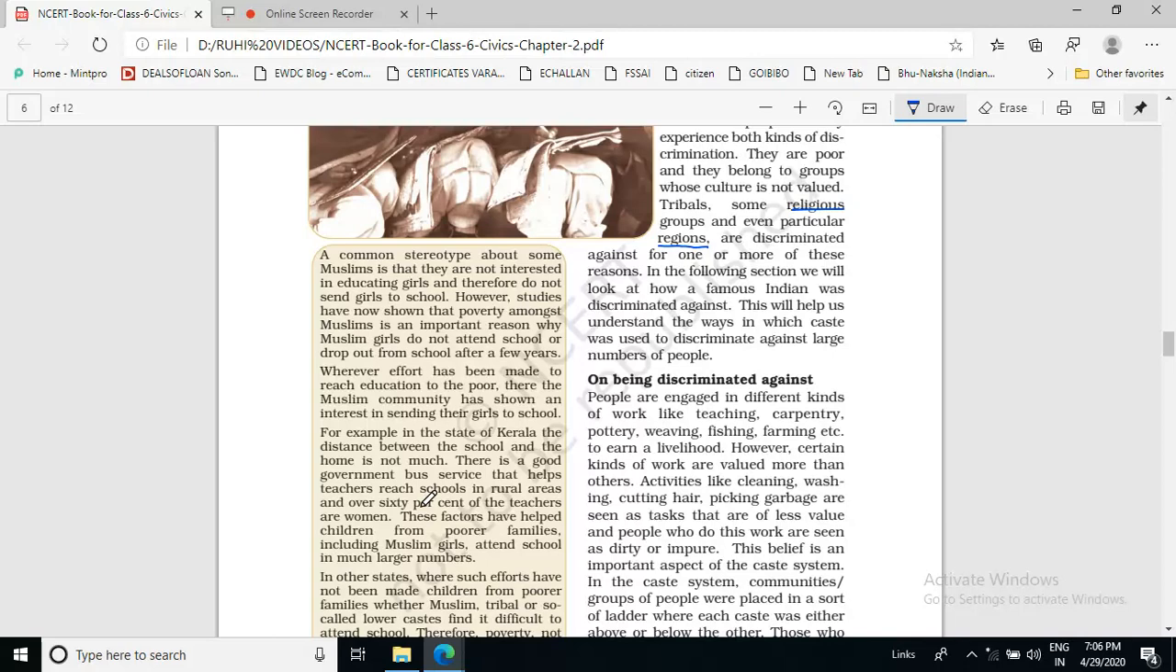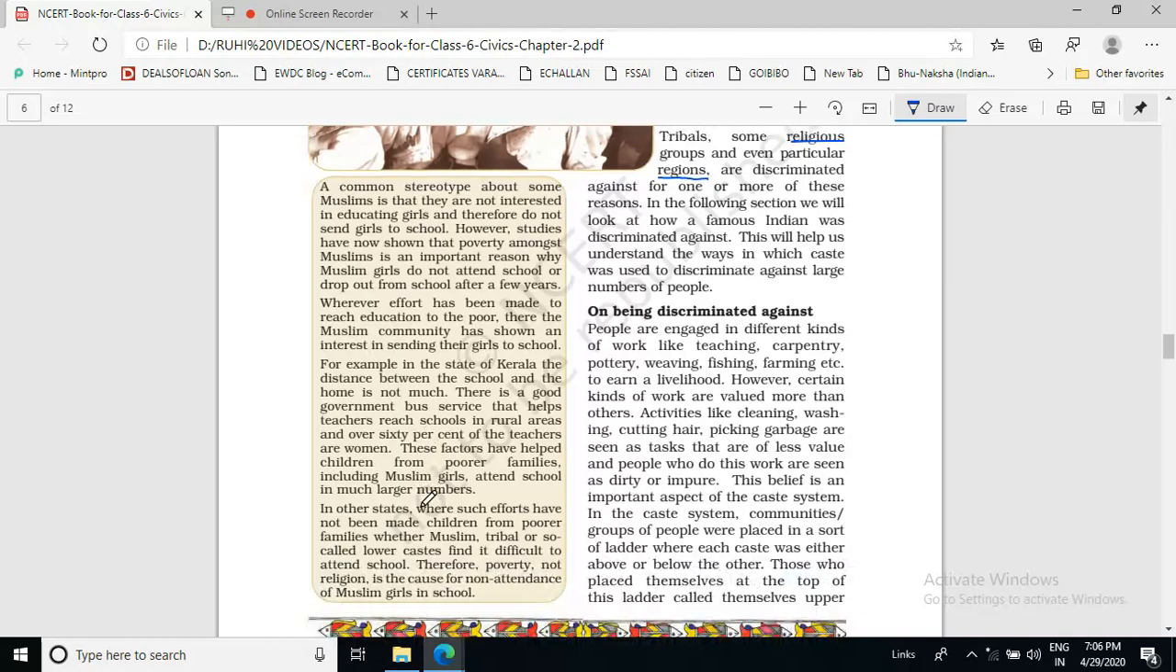So these factors have helped children from poorer families, including Muslim girls, attend school in much larger numbers. So because of these reasons, what we find is that in Kerala, children belonging to poorer families, children belonging to poor Muslim families are also attending school, especially the Muslim girls, they are also attending school in much larger numbers. Okay. In other states where such efforts have not been made, children from poorer families, whether Muslim, tribal or so-called lower caste, find it difficult to attend school. Therefore, poverty, not religion, is the cause for non-attendance of Muslim girls in school.